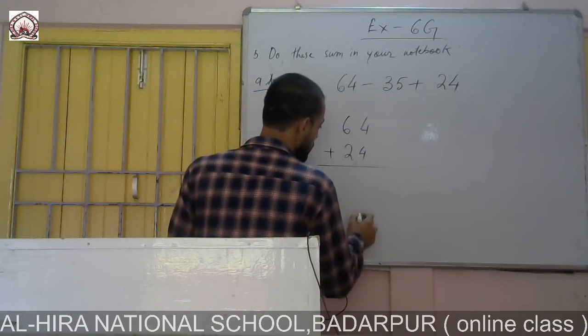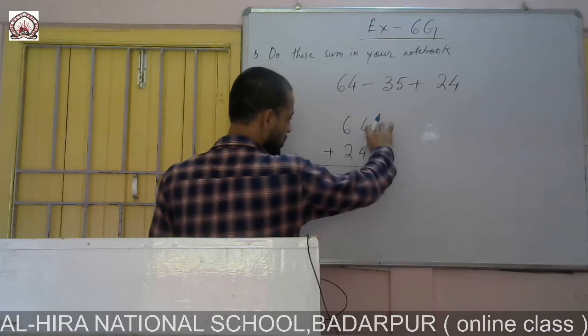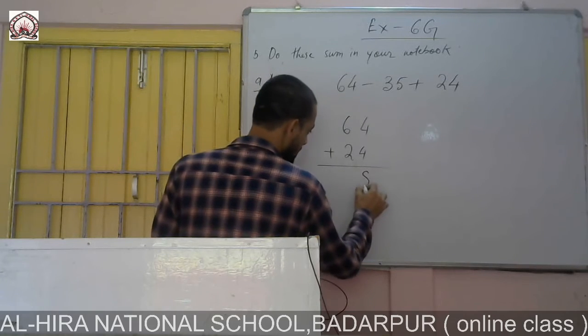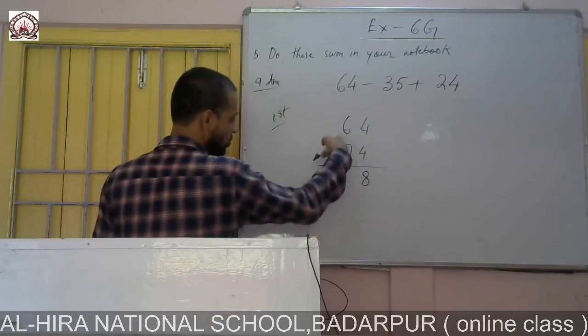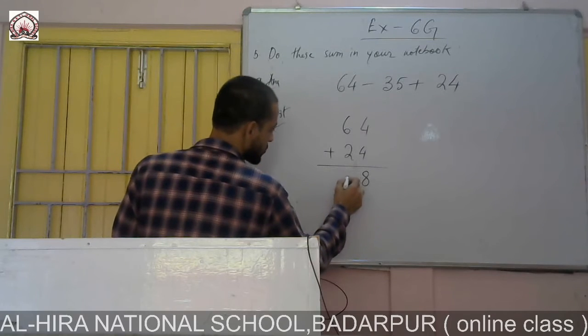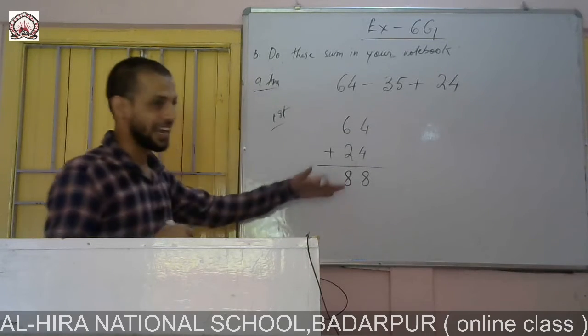So 4 plus 4 equals what? Here in ones place two digits are there, that is 4 and 4. 4 plus 4 equals 8. In tens place again another two digits are there, 6 and 2. 6 plus 2 equals 8. So we got 88 here.